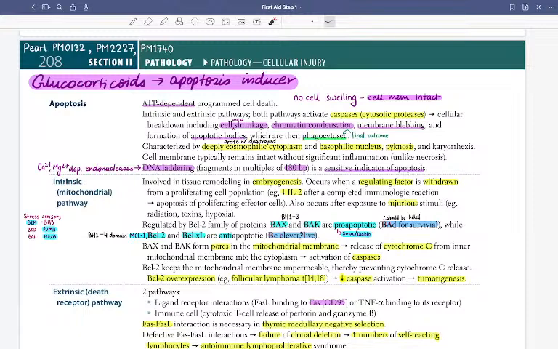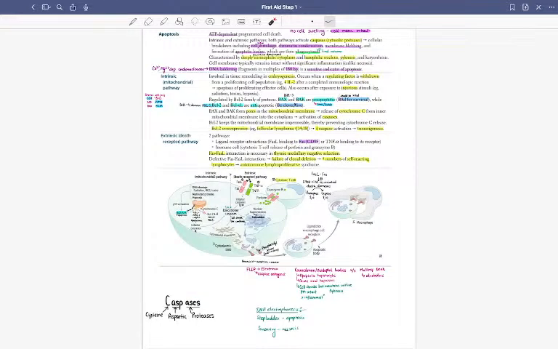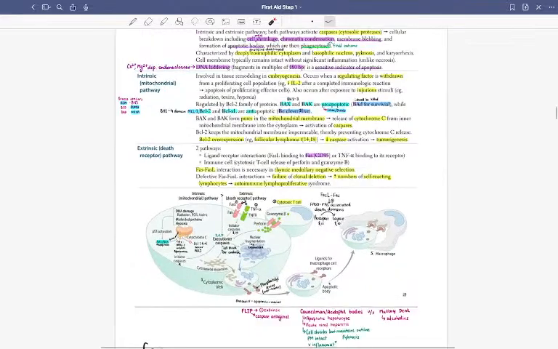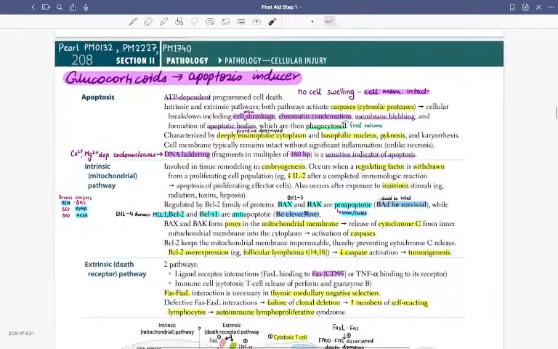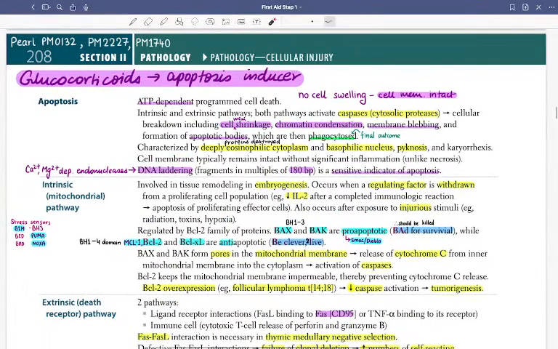Okay, next we have apoptosis. Glucocorticoids are basically apoptosis inducers.